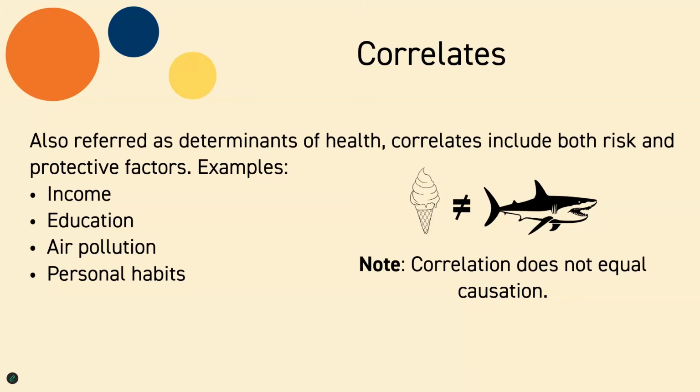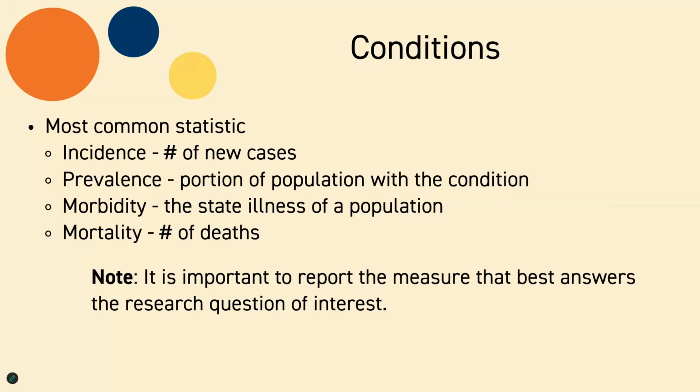So that's another thing you have to look at when you're looking at data and in particular correlates. You have to look at why they're correlating. Is it just because they're happening at the same time, or is there actually a relationship between these two or more factors? Now, conditions are a little bit different.